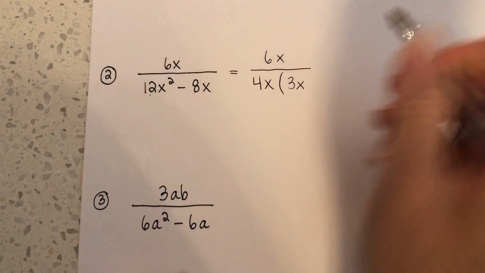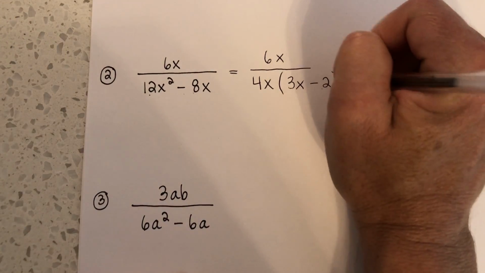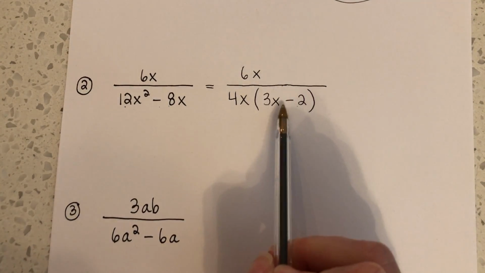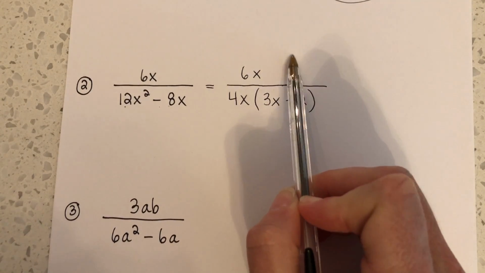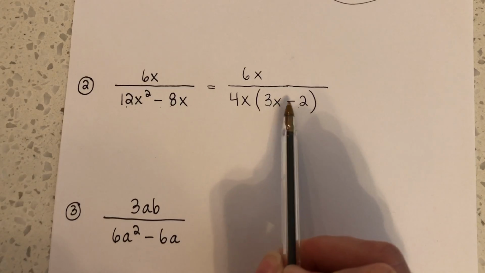That would be a 3x. 4x times what gets me back to a negative 8x? That would be a minus 2. So the easiest one to check first is this package of 3x minus 2. He would only cancel with another package of 3x minus 2 on top. And since there isn't one, he's definitely going to stay. He can't cancel with anything.